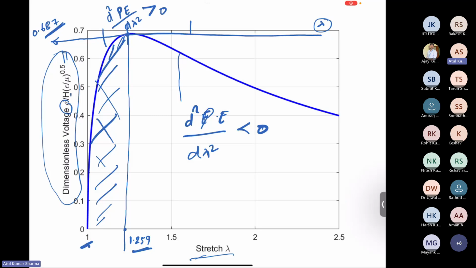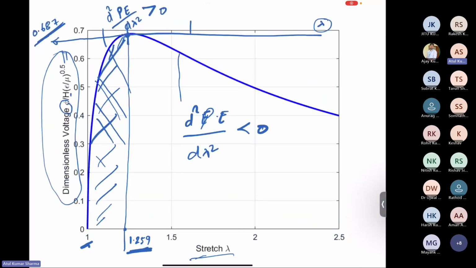So you can say that this is the operational range. Your dielectric elastomer will work and undergo a deformation level of 1.259 stretch only if we are modeling it using the Neo-Hookean model. The non-dimensional voltage that you can apply will be 0.687. After this it will fail. So this is the operational range for your dielectric elastomer, and these are the critical parameters that you can also directly extract.